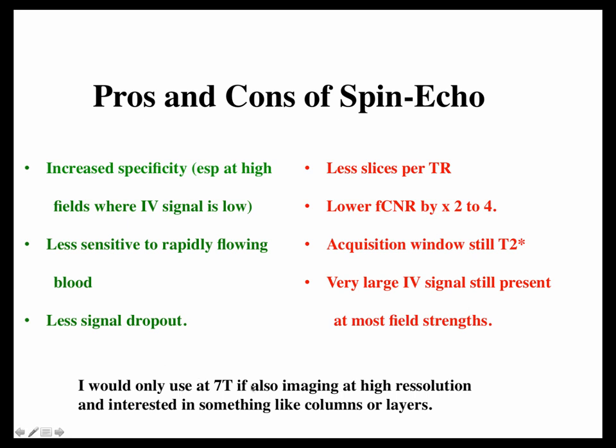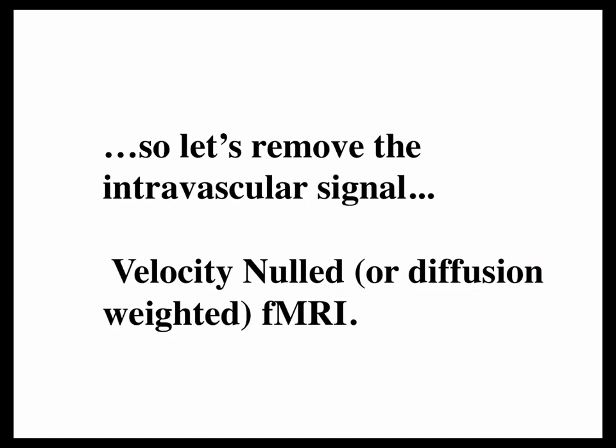So I would only use spin echo at 7 Tesla if I really, really want to get at high resolution. Otherwise, maybe not. And actually at 7 Tesla, if I really want to get at columns or layers, given Laurentius Huber's work, I'm convinced that VASO is much more sensitive to capillary effects, even more so than spin echo echoplanar imaging. So I would probably use VASO, which is a blood volume sensitive technique.